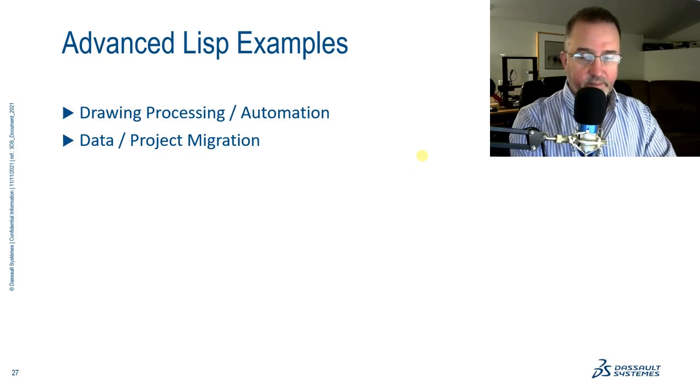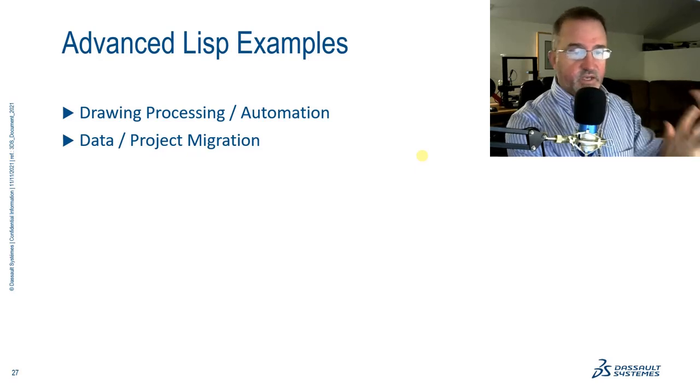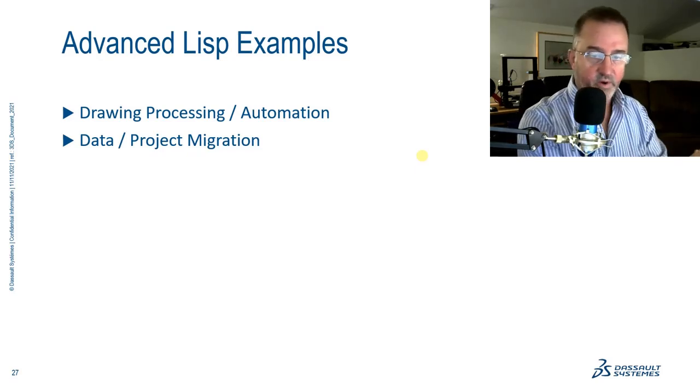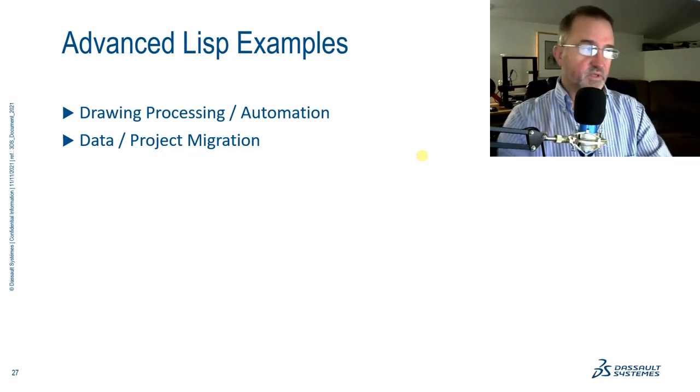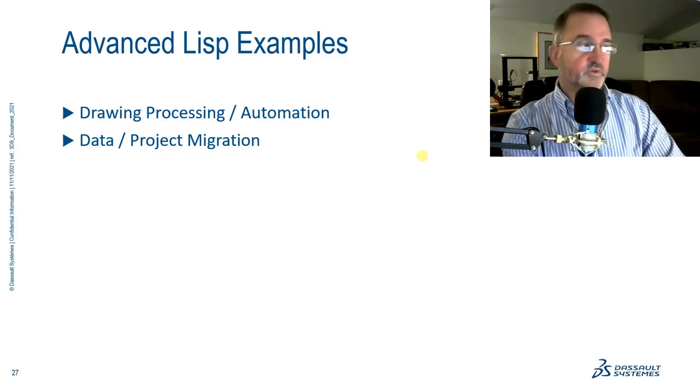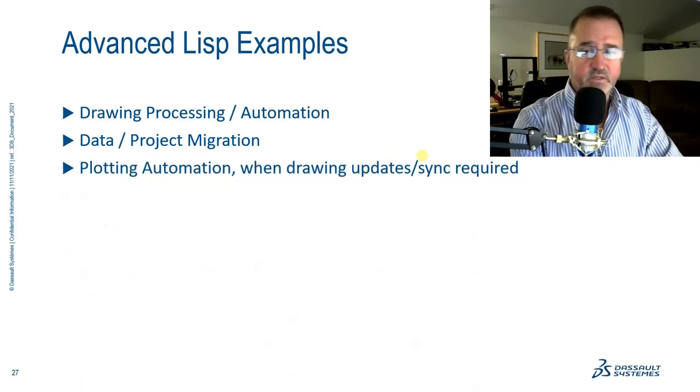So we wrote a program that was able to do that in a matter of a couple days, to go through every one of those 30,000 drawings, take an existing pathing structure for their references, and then remap everything so that it would work on their new server. Other things that we see a lot of is plotting automation.